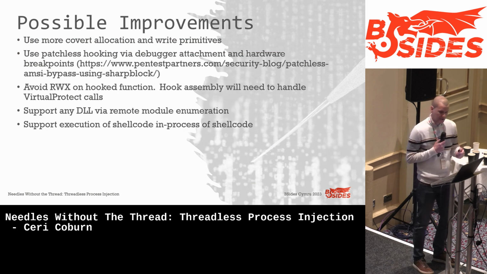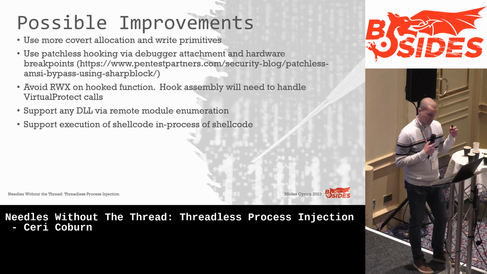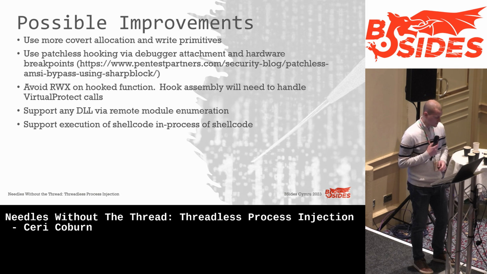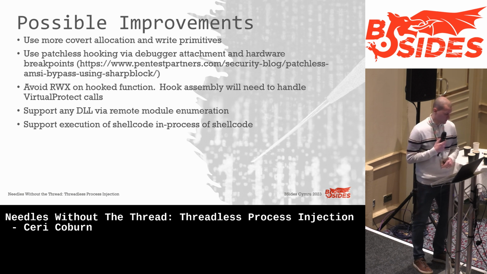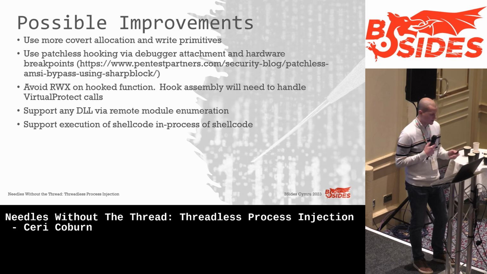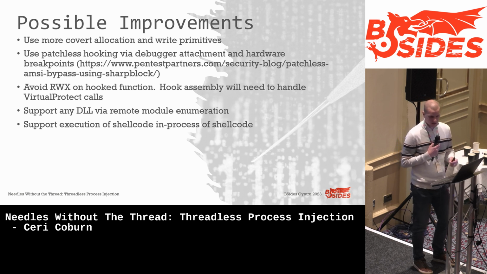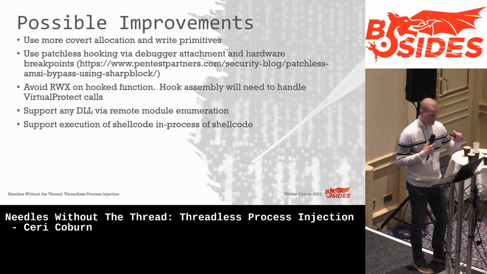So, possible improvements. How can that POC be improved a bit further? The POC itself is using the most vanilla form of allocation and write primitives. So perhaps using more covert allocation and write primitives might also prevent the EDRs that are alerting from stopping it. Patchless hooking is a similar technique to that used in SharpBlock, where you attach yourself as a debugger, and then instead of patching the export, maybe use hardware breakpoints instead. That would also eliminate one of the cross-process writes. So that's another improvement that could potentially be made.